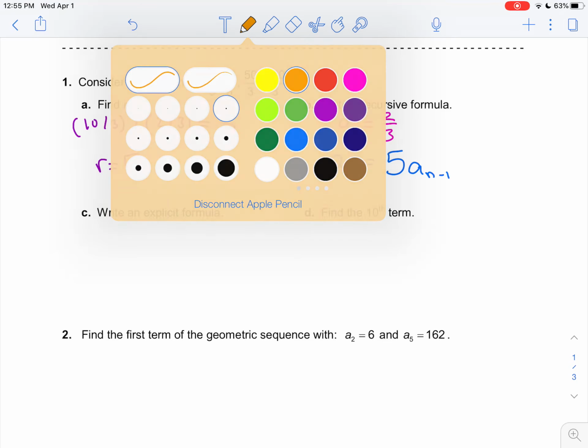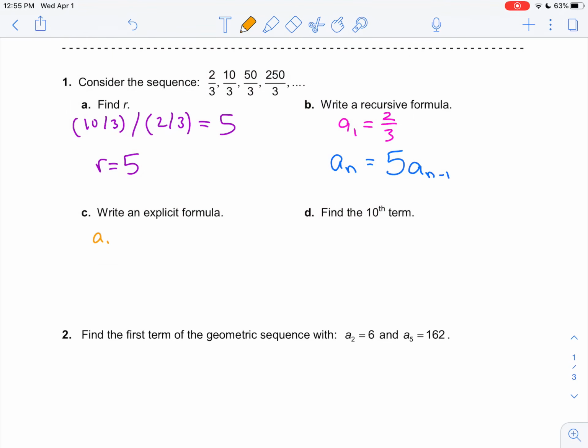Now our explicit formula, I'm just going to write this since it's our first time doing it. The nth term equals the first term times r, and I'm just going to practice writing that with parentheses because that's going to be what makes or breaks you on certain problems in this lesson. Raised up to the n minus 1 power.